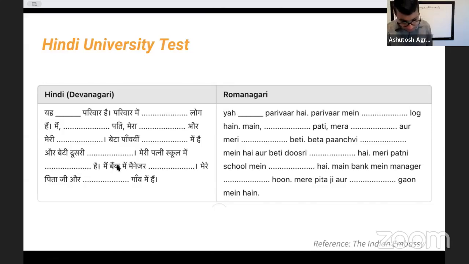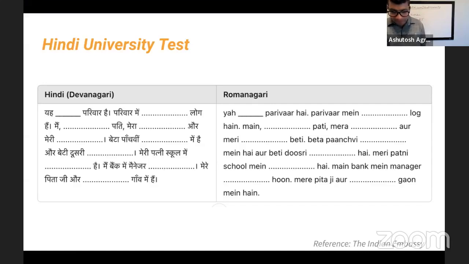Okay, next one. Sheila ji. Unmute yourself. मैं बैंक में मैनेजर, मैं बैंक मैनेजर हूँ. Okay, very good. What does it mean? I'm a bank manager. So मैं बैंक में manager हूँ. Who is missing on this one? Okay, मैं बैंक में manager हूँ.